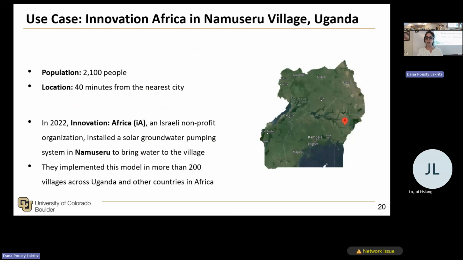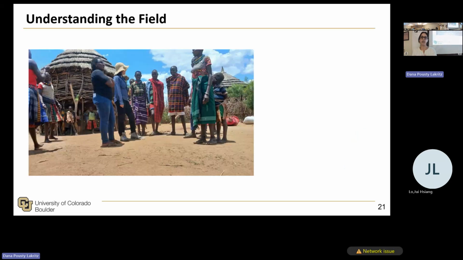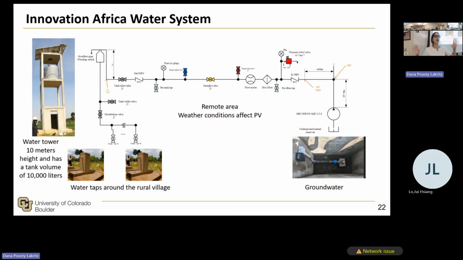So we are collaborating with an NGO called Innovation Africa. They work all over Africa, and we work in a village called Namaseru in East Uganda. The first step was to understand the field and how we can adapt this technology to it. What Innovation Africa is doing is pumping water. They look for groundwater, pump it to a water tower, store the water there, and then spread it to community taps all around the village.